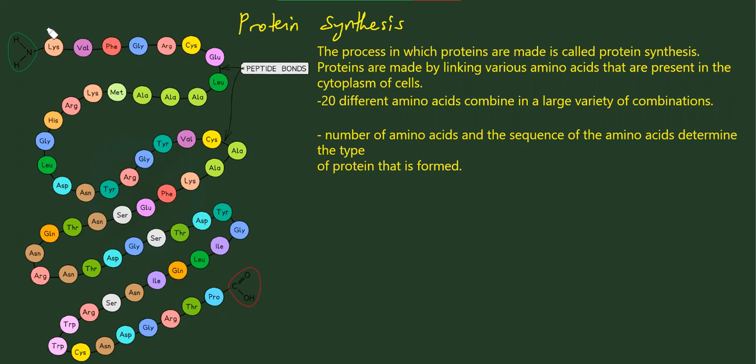Now, let's look at our first slide, the introduction. What we see here are amino acids. Amino acids are building blocks of proteins, which we also refer to as monomers. So amino acids are monomers.